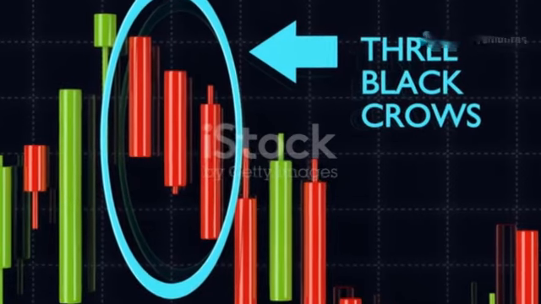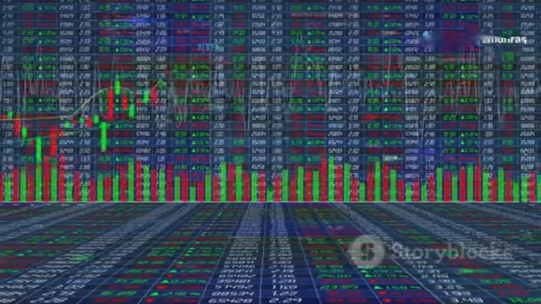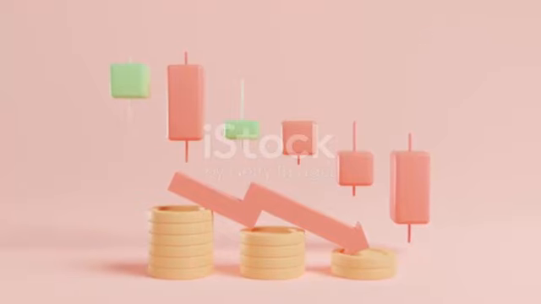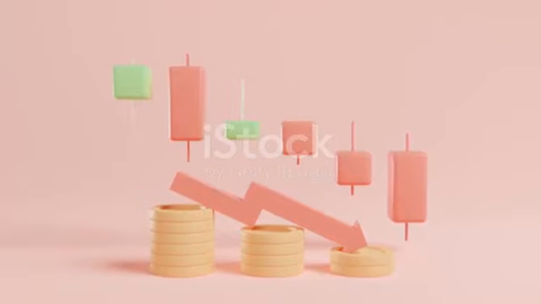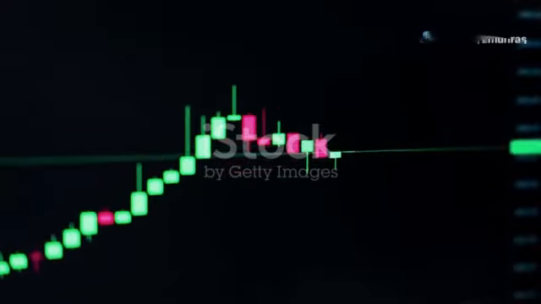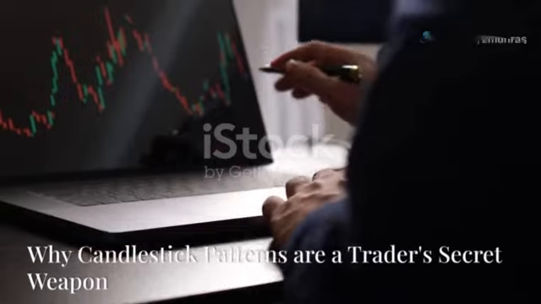And let's not forget about the 3 black crows and 3 white soldiers patterns. These are strong trend continuation patterns. 3 black crows consist of 3 consecutive long-bodied red candlesticks, indicating a strong downtrend. Conversely, 3 white soldiers consist of 3 consecutive long-bodied green candlesticks, signaling a strong uptrend.